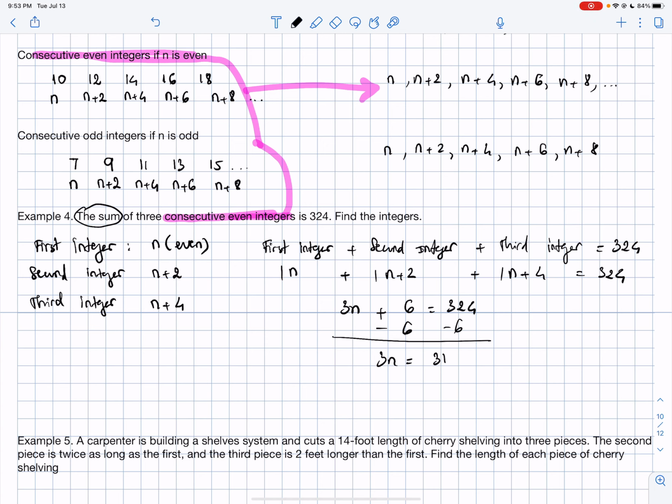Then we will get 318 and divide both sides by 3. So the answer will be 106. Now we answer the question. If the first integer is 106, which is an even number, the next one has to be even also, which is 108, because 106 plus 2. And then 106 plus 4, the next one has to be 110. In order to check our work, we will add them up, and we can see that the answer will be 324 for the sum of the 3 consecutive even integers.